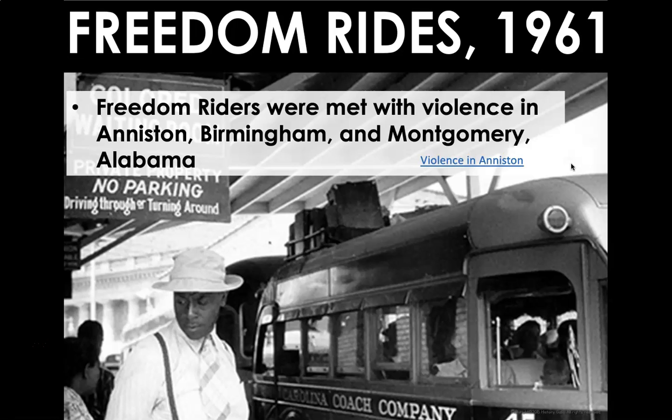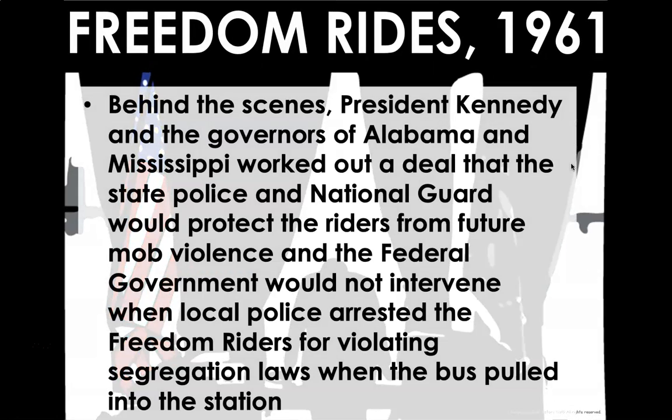The Freedom Riders were met with violence in Anniston, Birmingham, and Montgomery, Alabama. Behind the scenes, this was during the time when President Kennedy was still in office. President Kennedy and the governors of Alabama and Mississippi worked out a deal that the state police and National Guard would protect the riders from future mob violence, and the federal government would not intervene when local police arrested the Freedom Riders for violating segregation laws when the buses pulled into the station. Because if you remember, in certain parts of the country it was legal for them to ride together, but in others it was not, because in the South, we still were operating under Jim Crow.